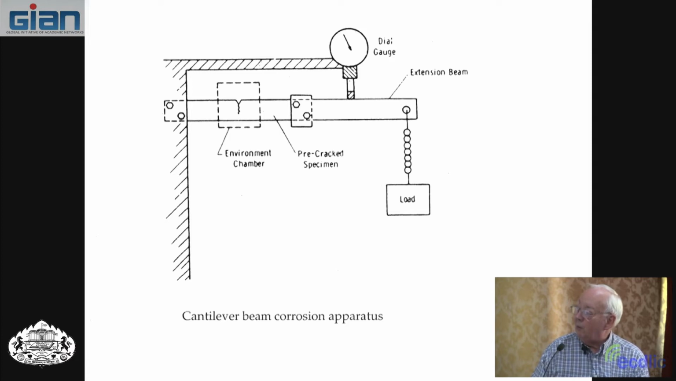Now the crack was put in by fatigue. Before they put this contraption together, they would put the specimen in a test machine and fatigue pre-crack it to get a fatigue crack here. Then they'd put the contraption together and put some kind of chamber around it, which could be a simple chamber if it was a simple environment. They'd start adding load and sit and wait, and eventually it may fail or may not.